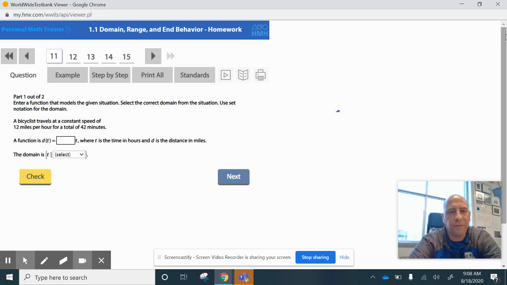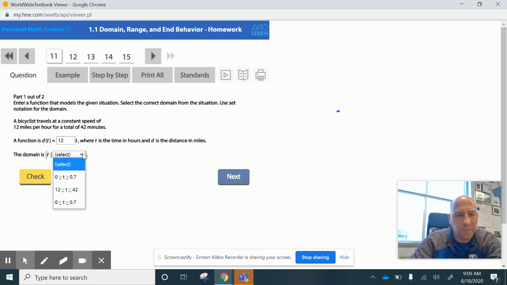Enter a function that models a given situation. Select the correct domain from the situation. Use a set notation for the domain. A bicyclist travels at a constant speed of 12 miles per hour for a total of 42 minutes. Okay. A function is d of t equals blank. So 12 miles per hour, that's your rate, and that's the number that's going to go in front of t. So 12 goes there. Okay. Where t is time in hours and d is a distance.